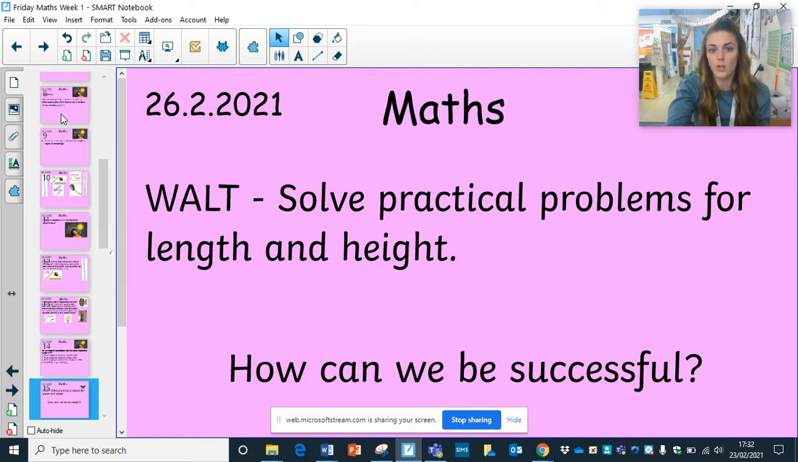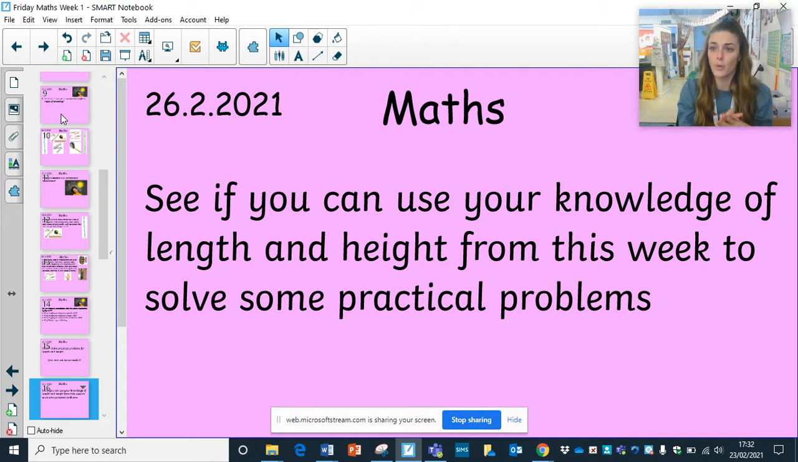We are learning to solve practical problems for length and height. So we're going to move on to that now, because you are going to use all of that knowledge and understanding from the week, and not just look at length or height, but we're going to be looking at both of them. So length and height.